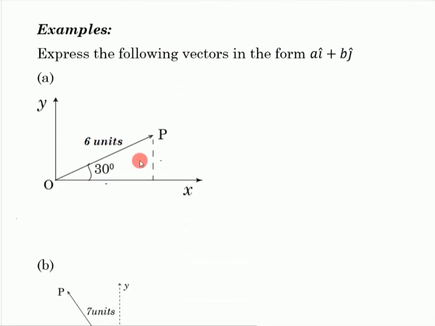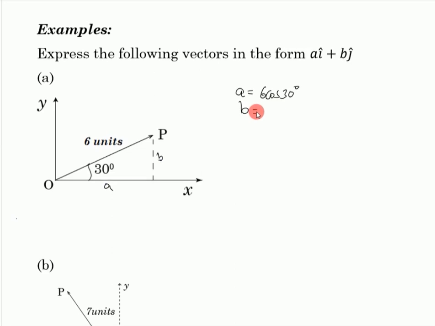So example 1, they have given us 6 units. Whatever you are resolving should be the hypotenuse. So they want to write this one in the form ai plus bj. Since b is along the vertical, that is b, that is a. So I can say that a is equal to, you are resolving it along the x. What are you resolving? The vector OP, which is 6 units. So you have 6 times the cosine of 30 degrees.